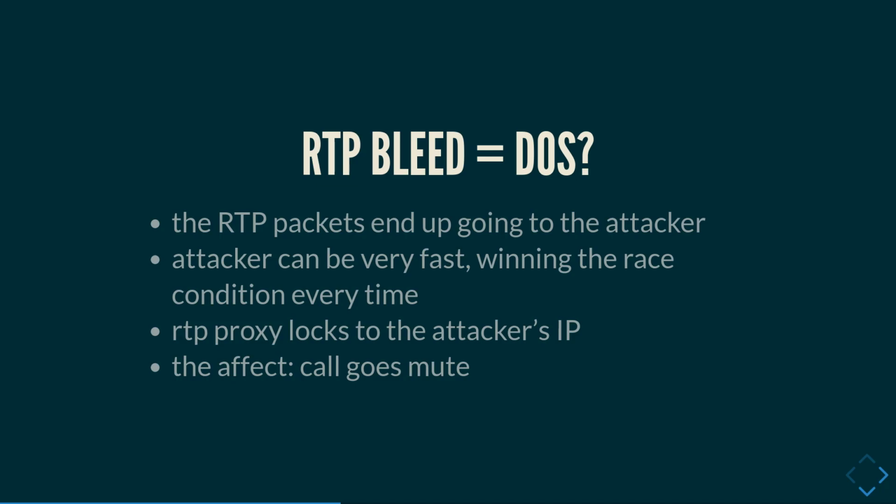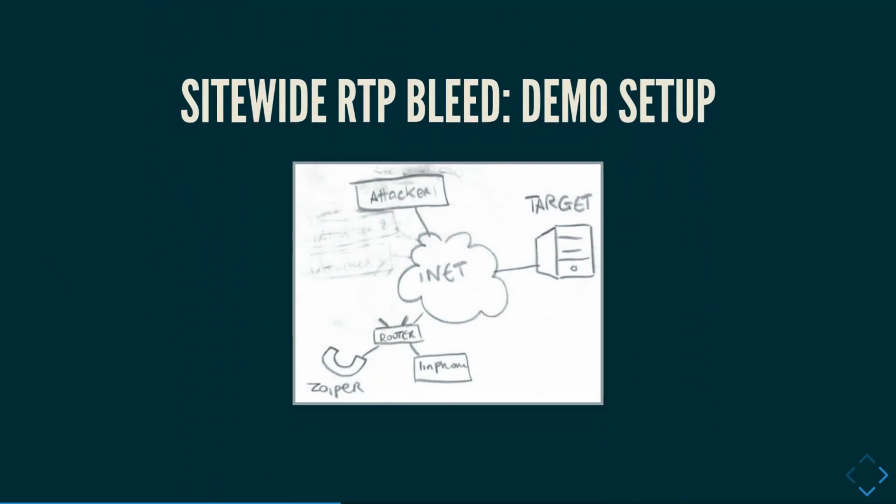And attackers can be very fast, sending lots of RTP packets on the ports allocated for RTP on the proxy. Now, since this is a race condition, it might not be successful all the time, but when the attack is successful, the call goes mute. So we have a demo showing this attack.